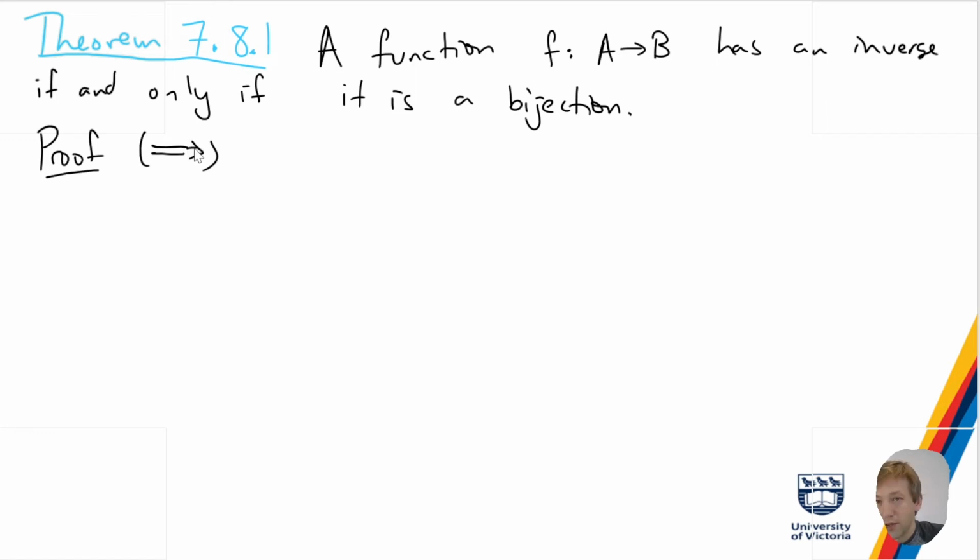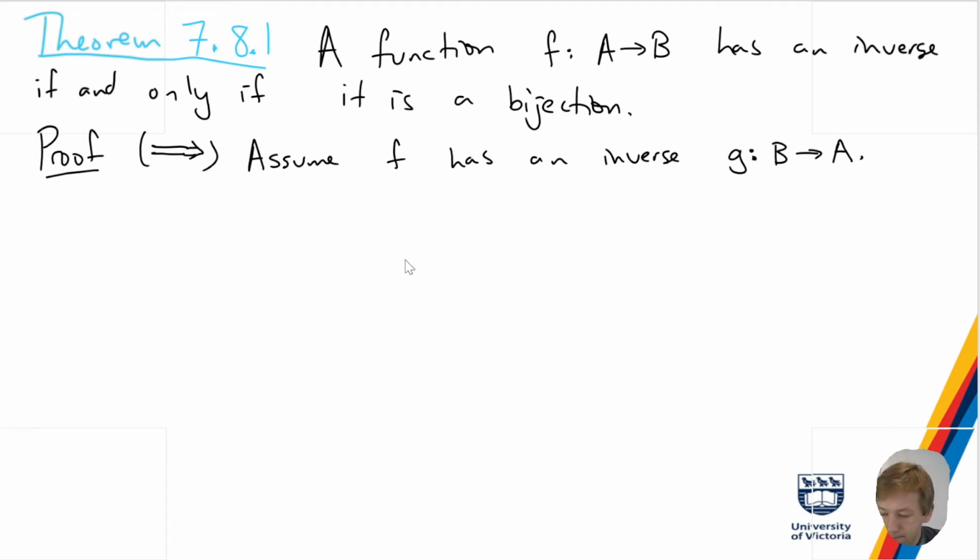So I'm going to assume that f has an inverse. I'm going to prove that f is a bijection. So assume f has an inverse g, which is a function from B to A. Well, what we need to show is that f is a bijection. So we show f is injective and surjective.